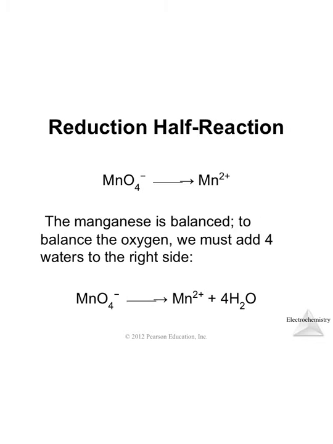I'm going to do the same thing for the reduction half reaction. So first I'm going to balance my elements. So I have 1 manganese and 1 manganese, perfect. But I have 4 oxygen and no oxygen. So if you need oxygen and it's not already there, we're going to add waters. Okay, that seems weird, right? But that's what we're going to do. We're going to add waters. So if I need 4 oxygen and water is H2O, that means I need 4 waters. So you can see that in the bottom one, I've added 4 waters.